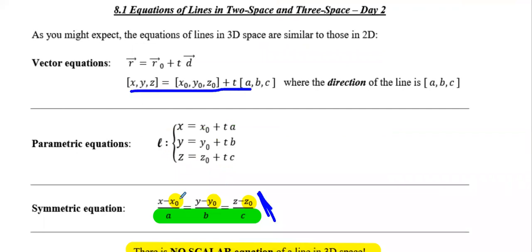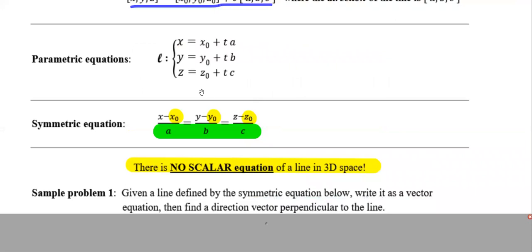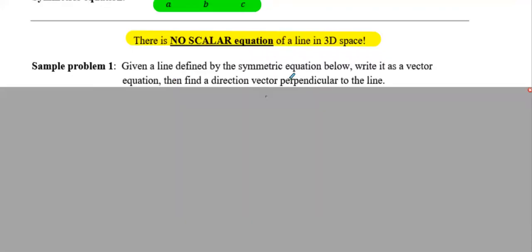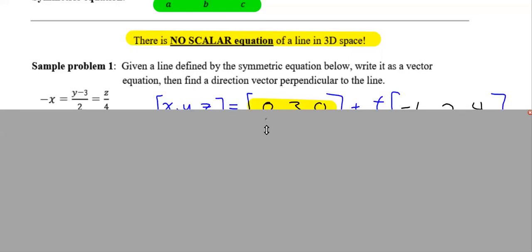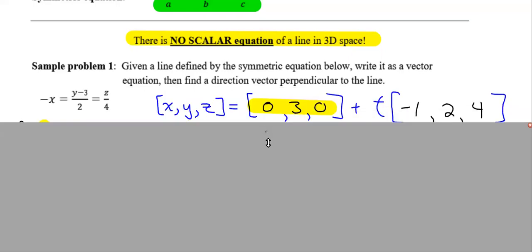So if you look at the variables, it's not going to be that challenging because you need to put the a, b, and c in the correct spot, the x0, y0, and z0 in the correct spot. But you are asked to find a direction vector perpendicular to the line. That'll be a little bit more challenging, but not much. Okay, so again, this is the vector equation that you're asked to find in component form. So position vector to a point on the line.